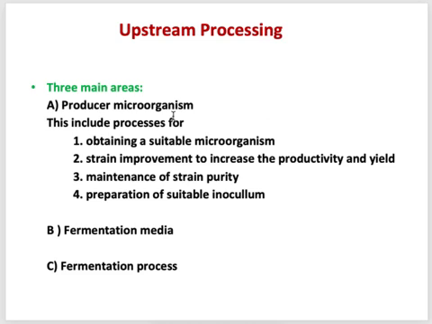First, we have to obtain a suitable microorganism. Then we need to improve this microorganism. That means we first have to isolate a good strain, then study it, and improve it in a way which will increase its productivity and yield. Let's keep one thing in mind here: improvement does not mean that we will do everything genetically.